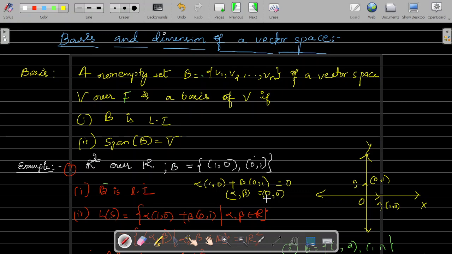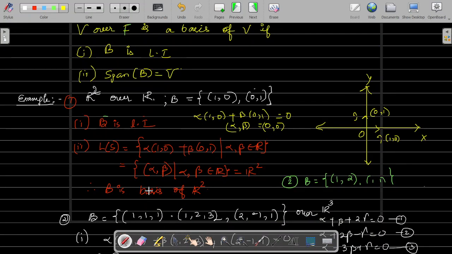Now, the second condition is the linear span of these two vectors. The linear span is represented here, where alpha, beta belong to R. That is equal to the set of all ordered pairs of the form (alpha, beta), where alpha, beta belong to R. So this is nothing but the entire plane R square. Instead of x, y, we have alpha, beta. Both are scalars here, meaning they are taken from the reals. Hence, this represents a point in the plane R square, that means it represents the entire plane R square.